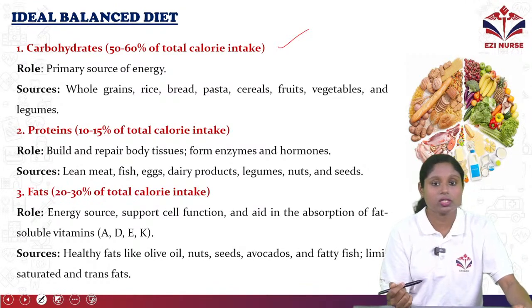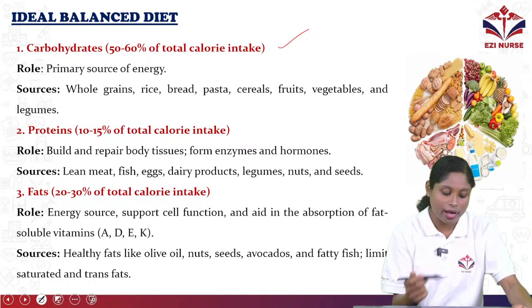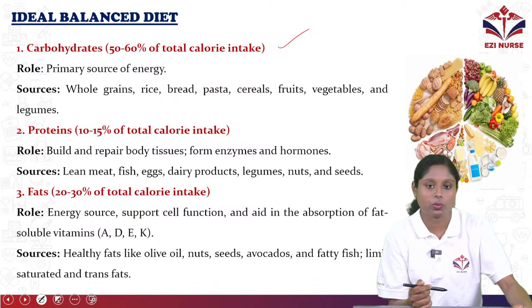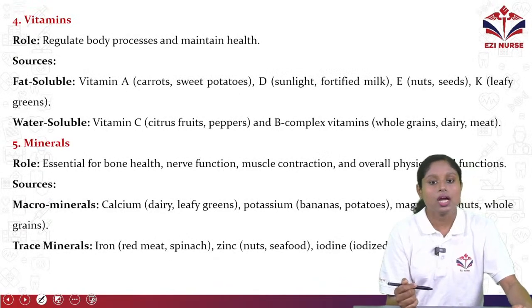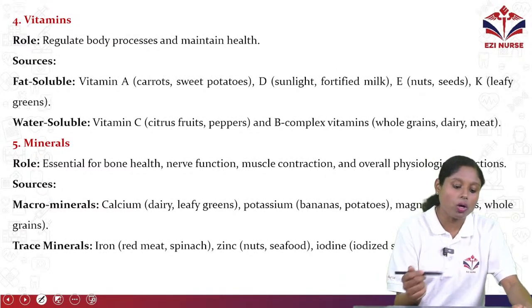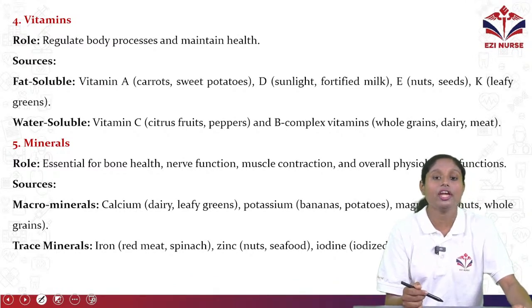Coming to the sources, what are the main sources? Healthy fats like olive oil, nuts, seeds, avocado and fatty fish, and limited saturated and trans fats. These are the main sources for fat. Next is vitamins. The role is to regulate body processes and maintain health. So to regulate the body processes as well as to maintain health, we need vitamins.